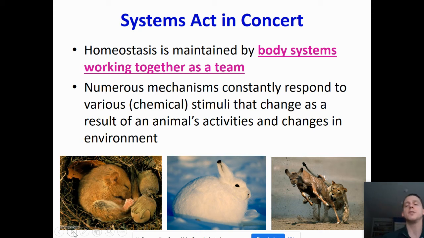Homeostasis is maintained because all these different body systems work together as a team. Circulatory, respiratory, excretory, digestive. They're all involved with one another, even though we sort of learn about them separately. They're all involved in maintaining homeostasis. And if one gets messed up, then that can affect the balance of how the rest of the body systems are working. Numerous mechanisms constantly respond to various stimuli that are going to change because of the animal's behavior, because of changes in the environment.